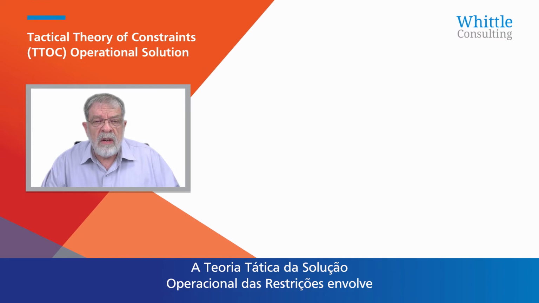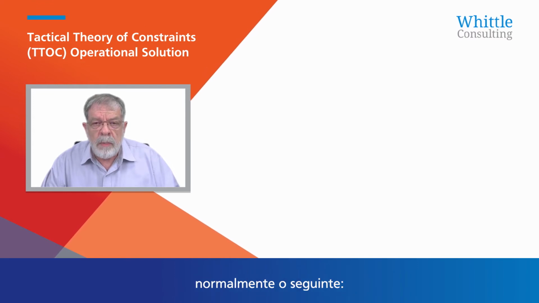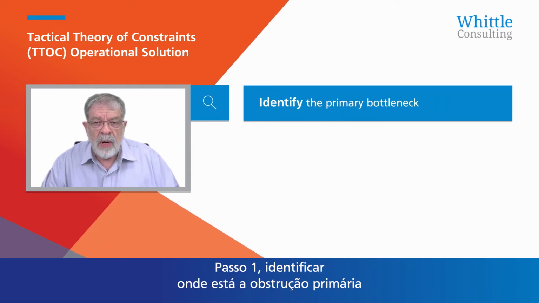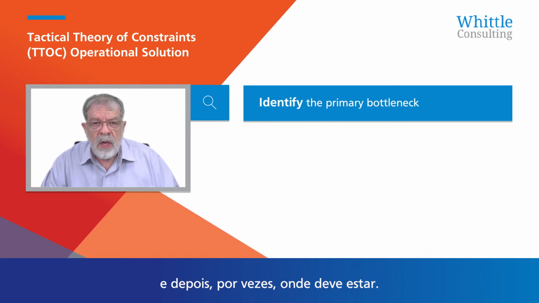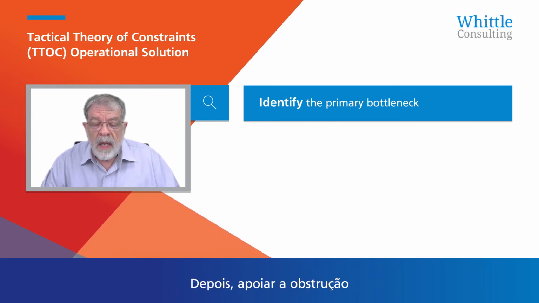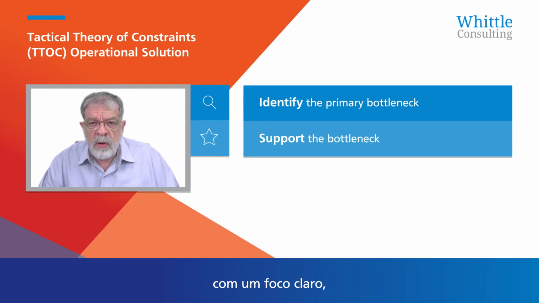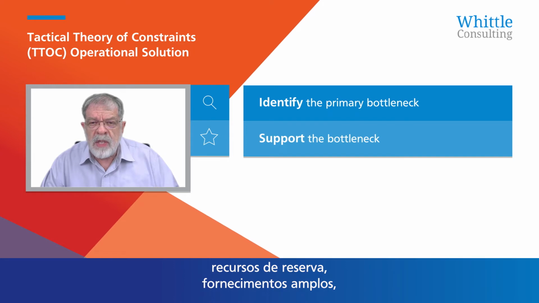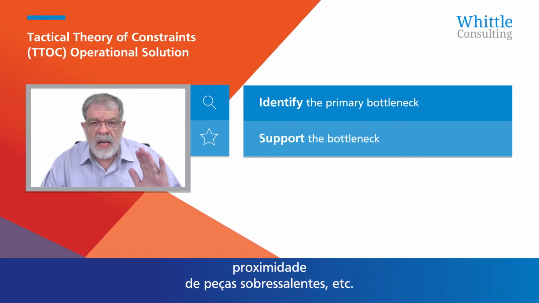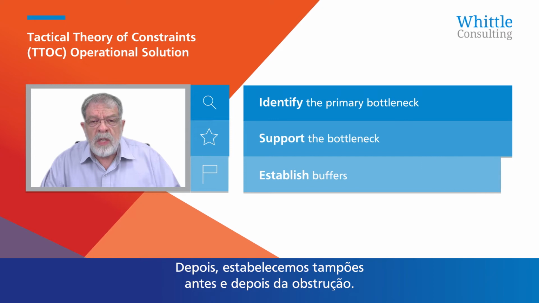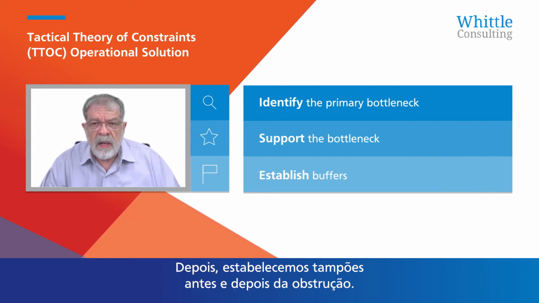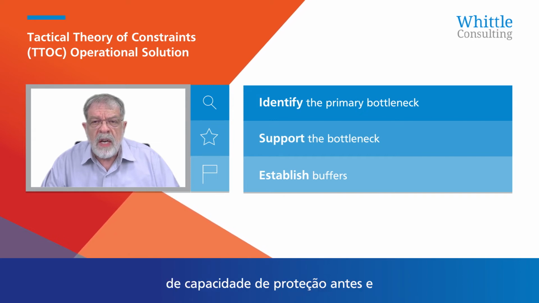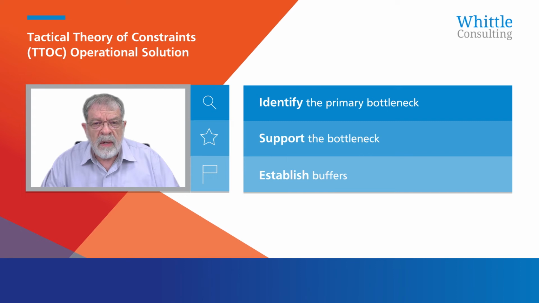The tactical theory of constraints operational solution typically involves the following. Step number 1, identify where the primary bottleneck is, and then sometimes where it should be. Then to support the bottleneck with a clear focus, full preventive maintenance, standby resources, ample supplies, nearby spares, and so on. Then we establish buffers before and after the bottleneck. And in order to manage those buffers, we require protective capacity before and after the primary bottleneck.